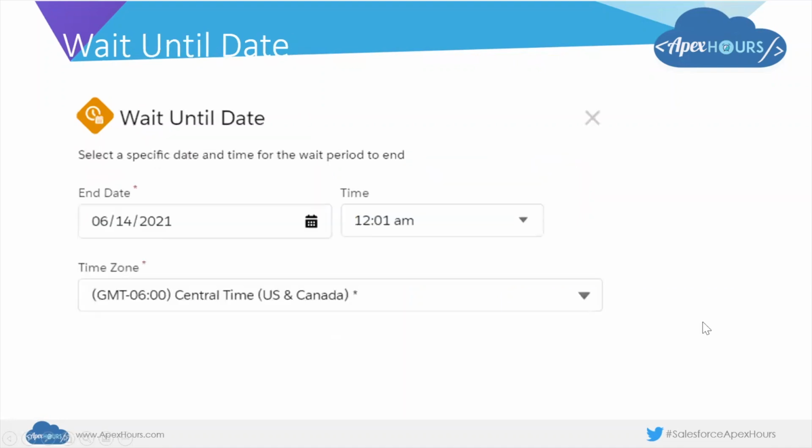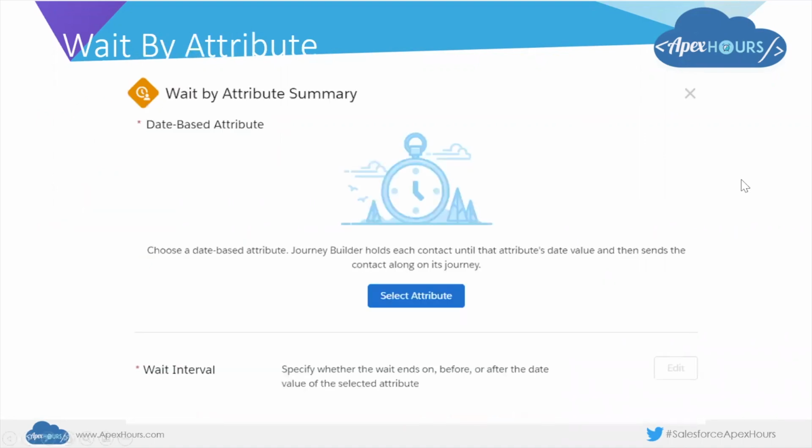And the next one is the wait until date. So you can specify a date and time, and the contact can wait until the specified time here. Wait by attribute. Let's say you have an attribute in a data extension and you want the contact to wait until that date attribute has been reached, then you would use this.